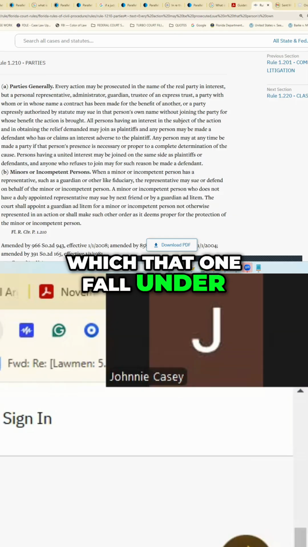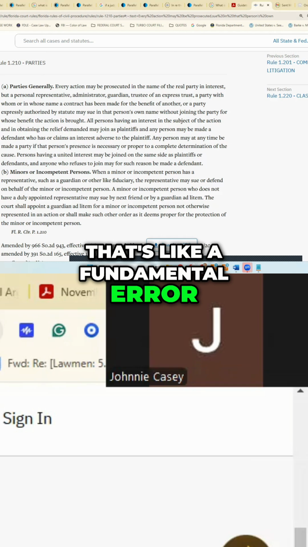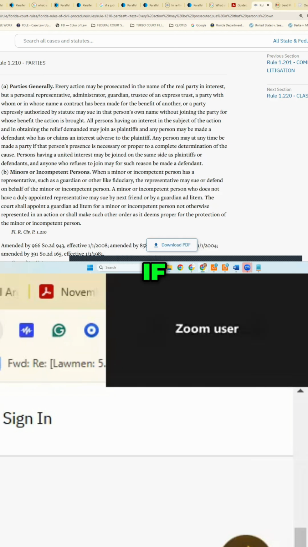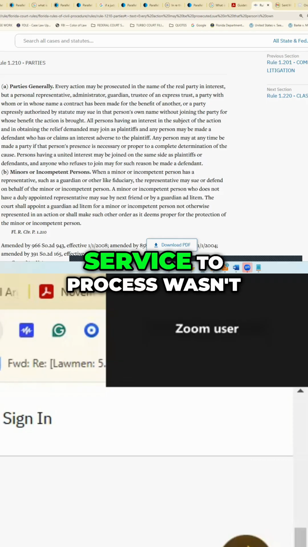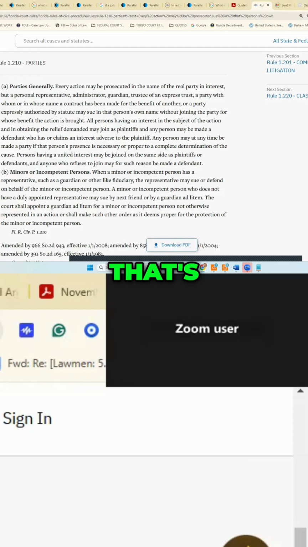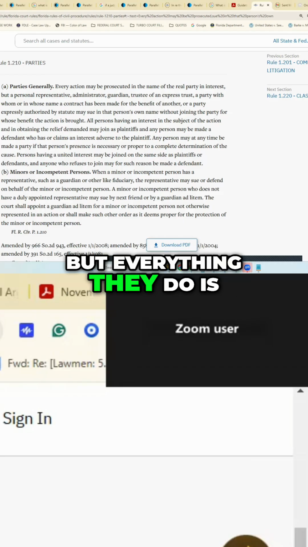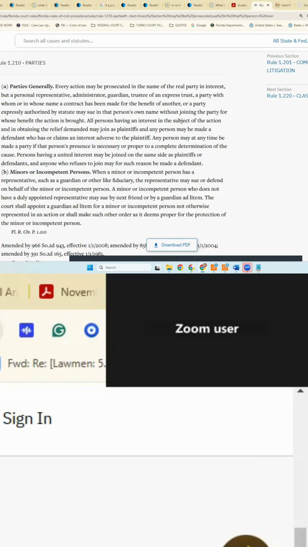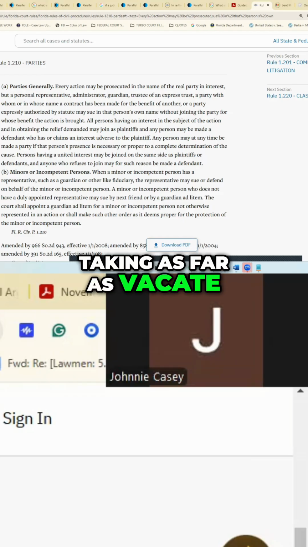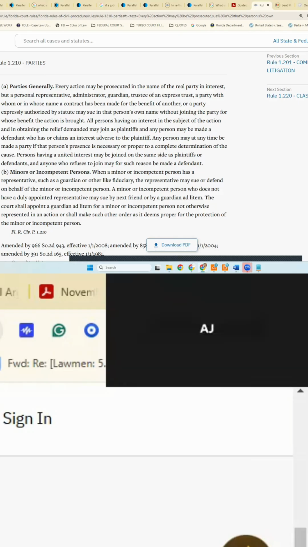Which one falls under mistakes and things like that. That's what we've been talking about. That's like a fundamental error. Alabama. Yeah, that's fundamental. If service of process, due process wasn't afforded to you, that's fundamental. They can't move forward. I mean, they can, but everything they do is void. So maybe the process he's taking as far as vacate, you can't vacate.